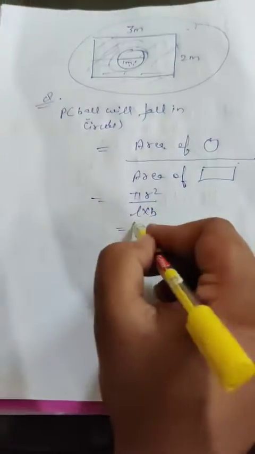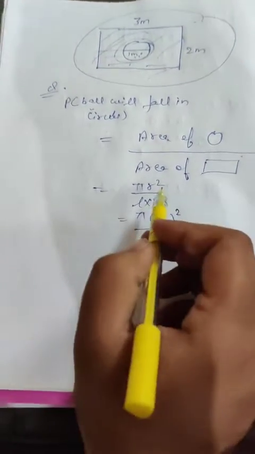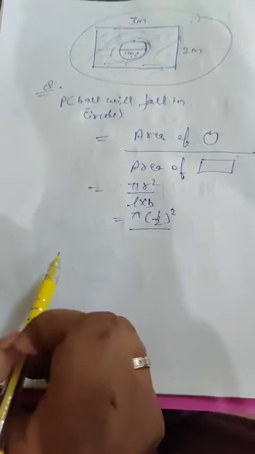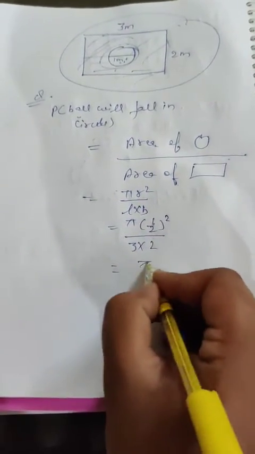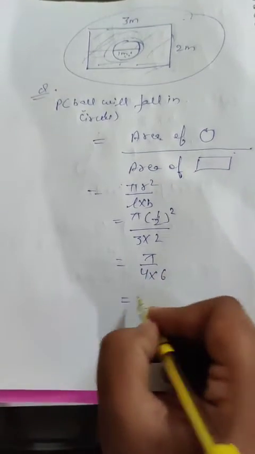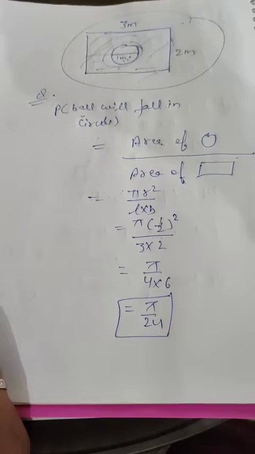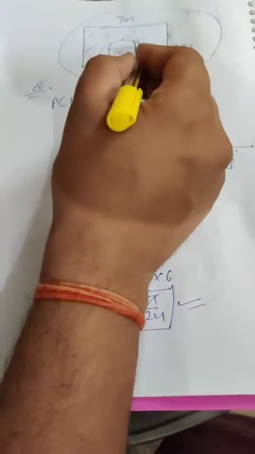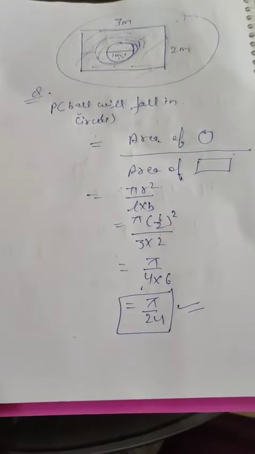Diameter is 1, so pi into (1 by 2) square. If the diameter is 1, the radius will be 1 by 2, and length into breadth is 3 multiply 2. So pi by 4 multiply 6. So pi by 24 is the probability that the ball will fall in the circle of that rectangular region. So pi by 24 is the answer.